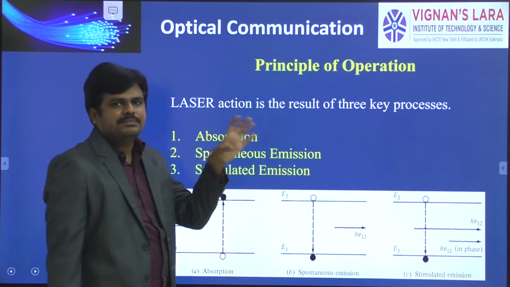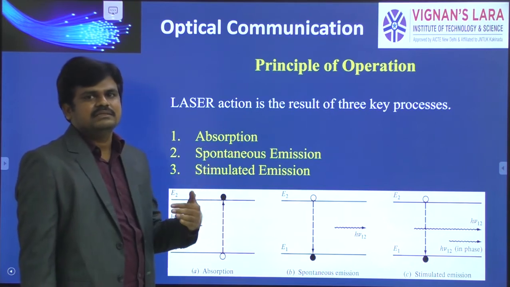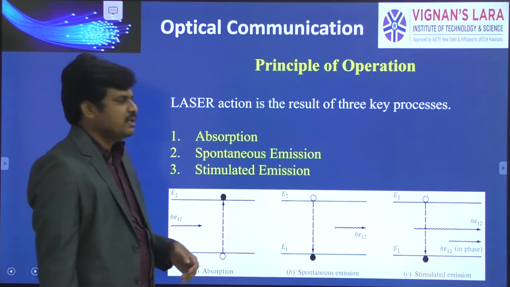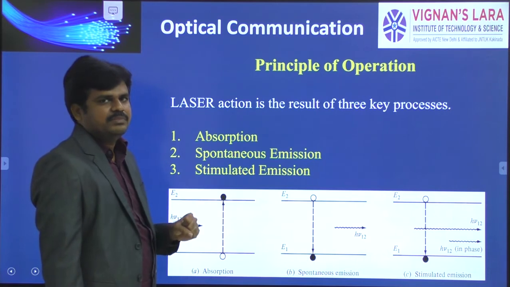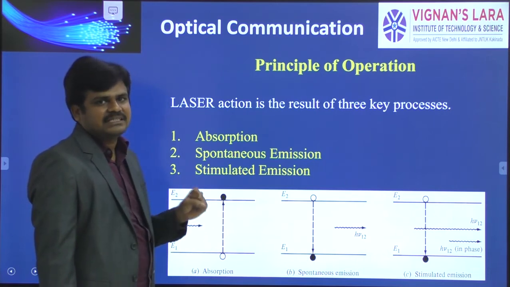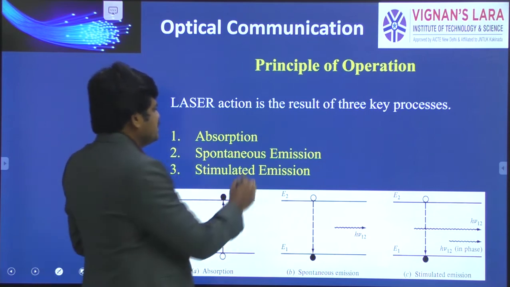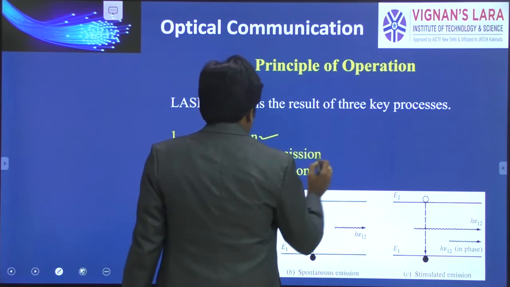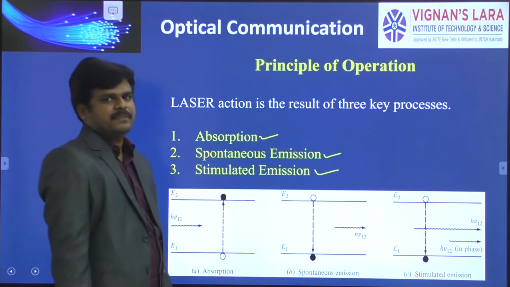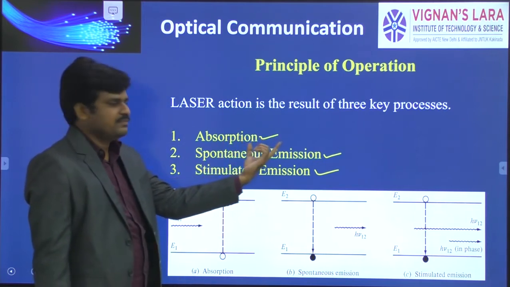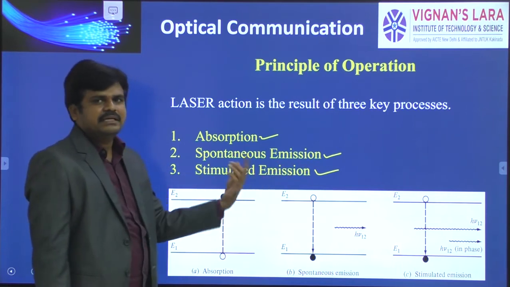What is the principle behind the laser operation? How is the laser light generated? There are three important processes behind any laser action, or any laser light production. The first one is absorption, the second is spontaneous emission, and the third is stimulated emission.